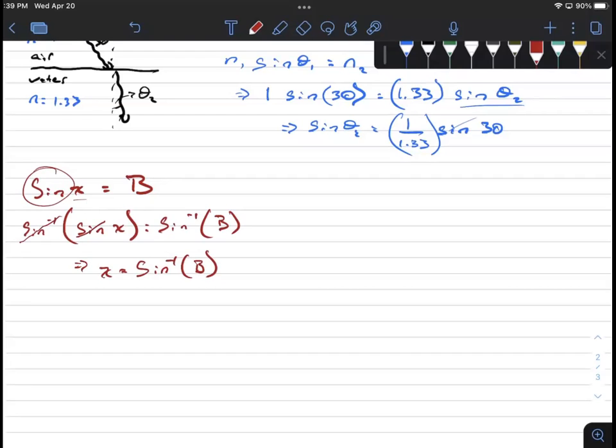That's what I'm going to do mathematically here. For us, I have sine of theta 2 equals a whole bunch of stuff. Well, I don't want it. I don't want sine of theta 2, I just want theta 2. So I do the inverse sine of both sides. On the left, I'm left with theta 2 by itself. And on the right, I now have inverse sine of whatever was sitting there: 1 over 1.33 sine of 30.